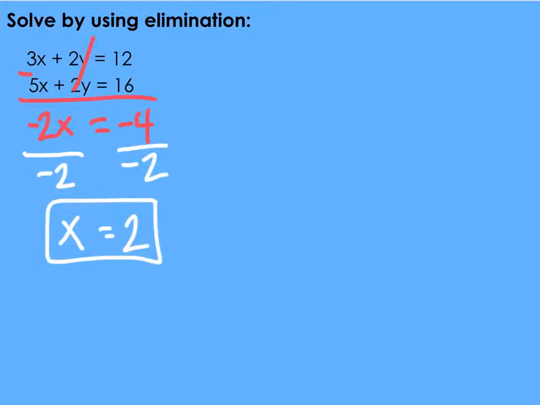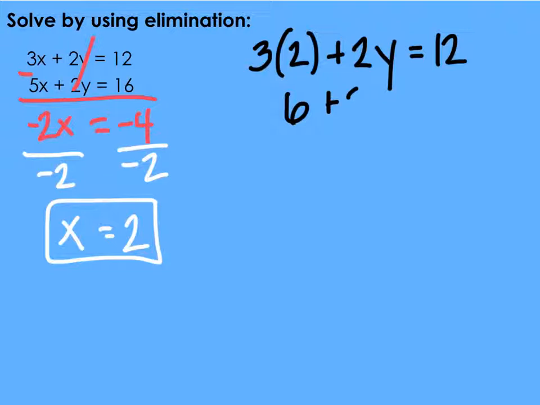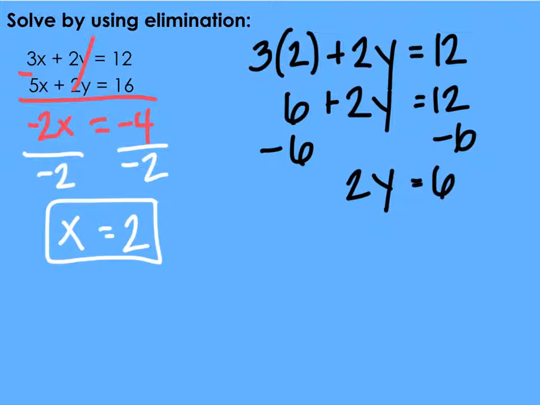Next, I want to plug that back in. So I will rewrite the original equation, replacing my x with 2. So 3 times 2 plus 2y equals 12. 6 plus 2y equals 12. If I subtract 6, 2y is equal to 6, so y is equal to 3. And I have an ordered pair of 2, 3.